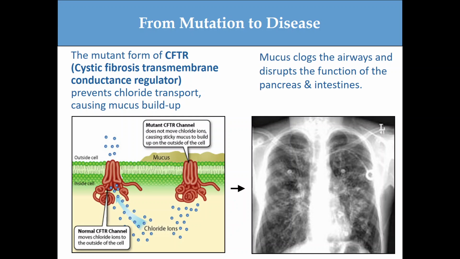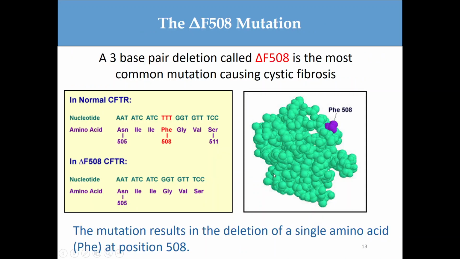But at the same time, we end up with mucus buildup outside the cell. That's why the lung is filled with mucus. Okay, what happens here with cystic fibrosis? All what it is, the most common mutation is basically deletion of phenylalanine. So the delta F508 is the most common mutation causing cystic fibrosis. And this mutation results in the deletion of a single amino acid, phenylalanine, at position 508.